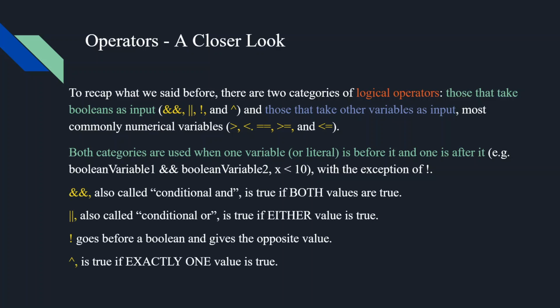And, also called conditional and, is true if both values are true. Or, also called conditional or, is true if either value is true. Not goes before a single boolean and makes the statement equal to the opposite of that boolean's value. And XOR is true if exactly one value is true.